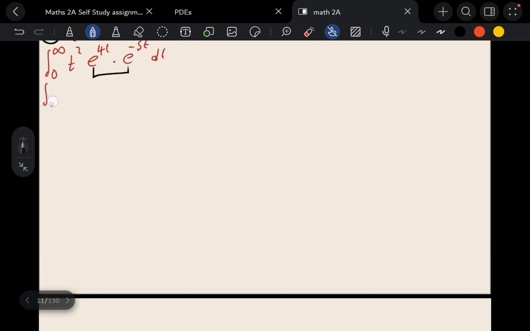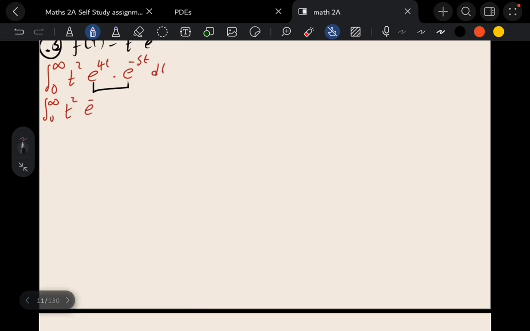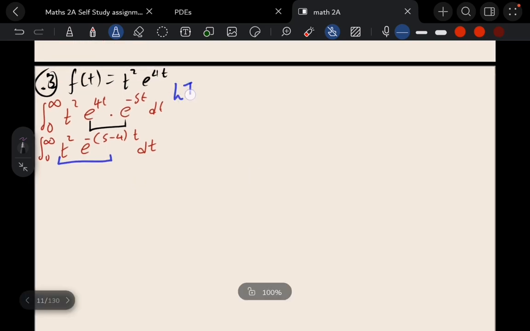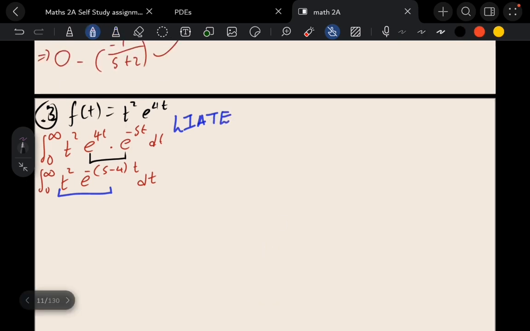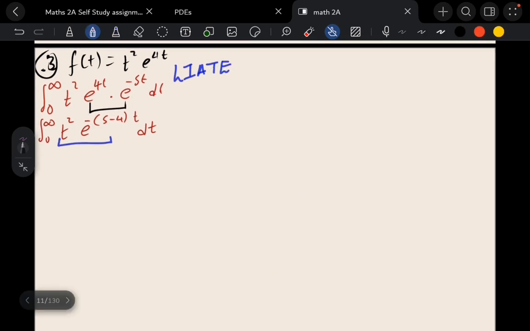In that case, I have an integral from 0 to infinity of t squared e to the power minus in bracket s minus 4, t dt. Right? And then to integrate this thing here, we need to use LIATE, or the tabular method, which is integration by parts. SDI.